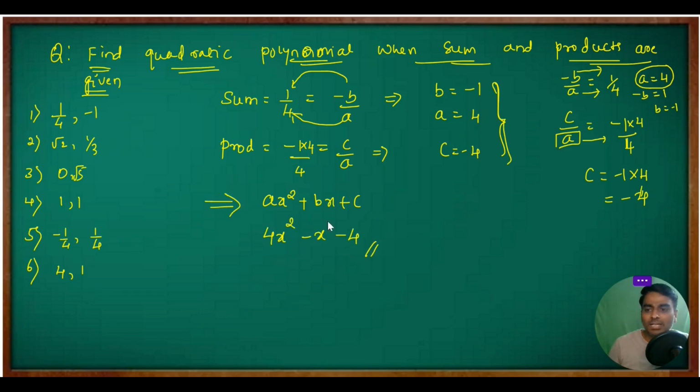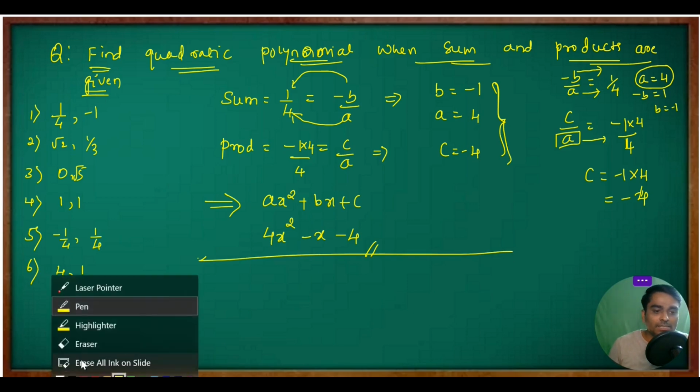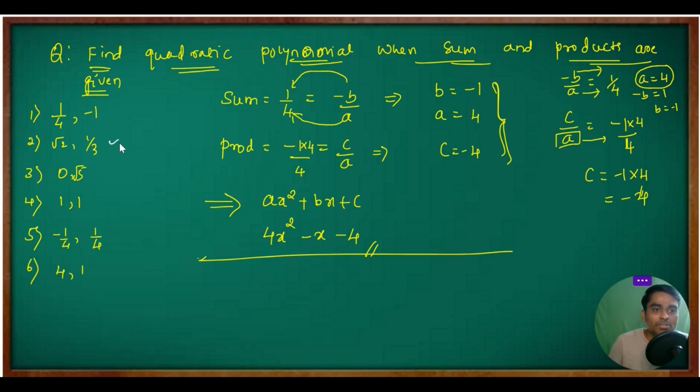Minus 4 equal to 0. This is how you can find. Let's take one more question here only. So what is the sum given in the second question? Sum is root 2. Minus b by a is equal to root 2. Correct. Then c by a, the product, is 1 by 3.